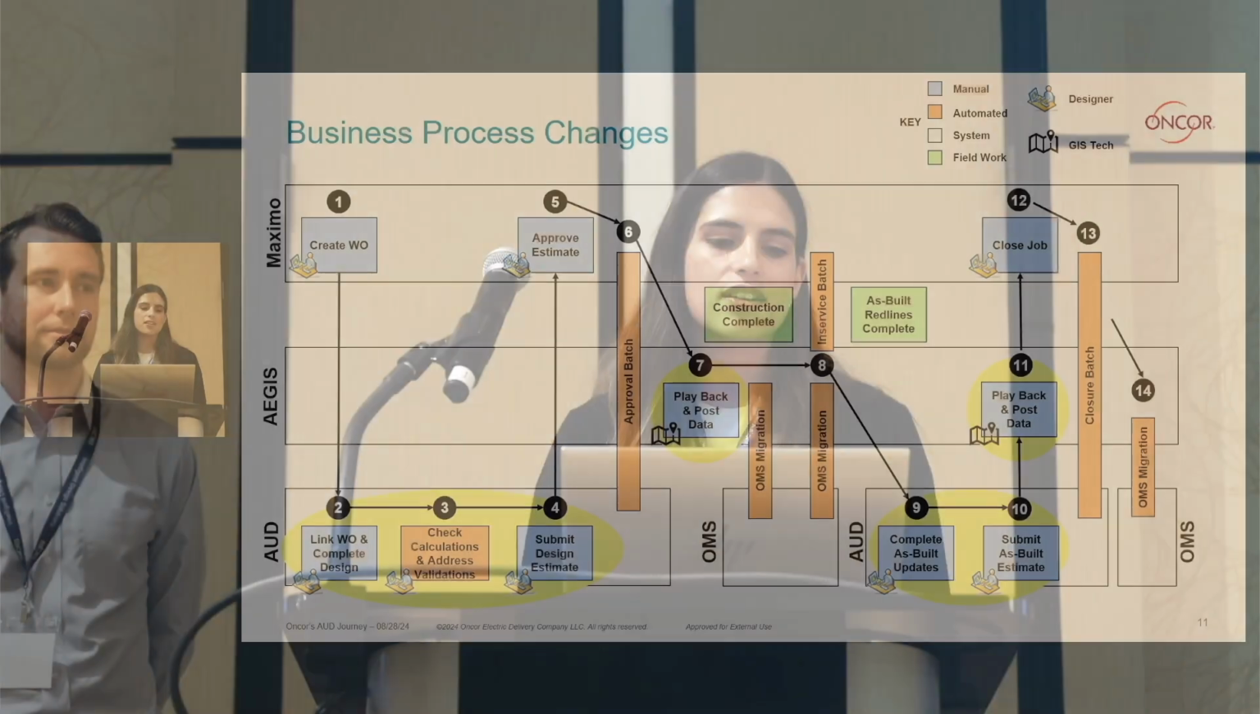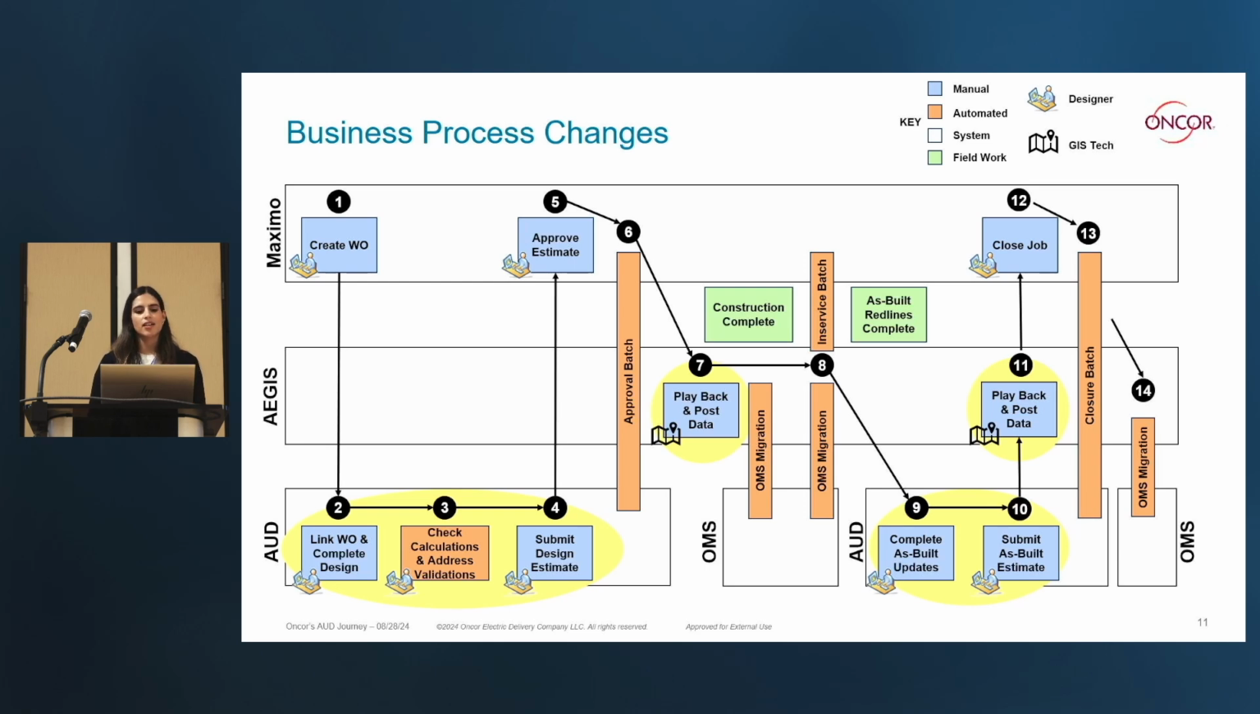So, now that we're through that, here's how AUD is going to impact our existing process. So, started in Maximo again, no big change there. We're then having that go immediately to AUD. We'll do the import, we'll do our calculations and estimations within AUD, and submit that design estimate. Once it goes to Maximo, we say, all right, we approve, same process there. It will go through that approval batch through Playback, and then it will post that data after it's been approved in Maximo.